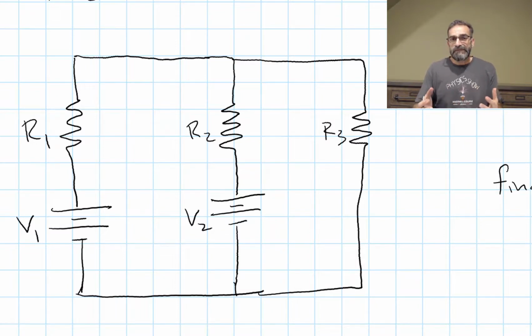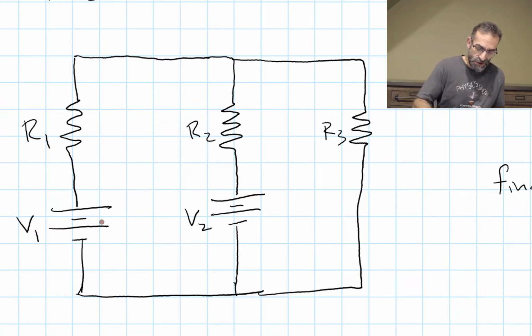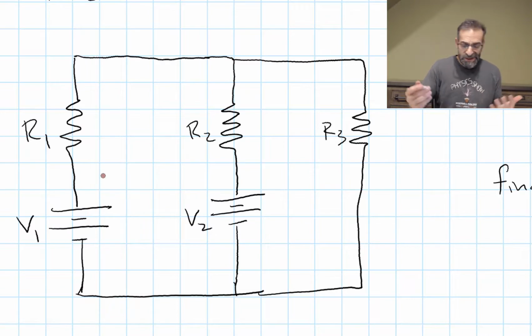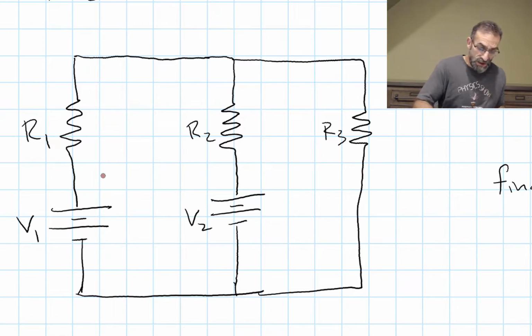Most of the time, not always, but most of the time, current is going in the direction of our battery. The battery pushes the current out the high voltage terminal, and it comes back in the low voltage terminal of the battery. So typically in our circuits, that's the direction of the current. So we can pick that as our direction, but it doesn't matter. We can pick any direction we want. So in this case, I'm just going to go with that convention.